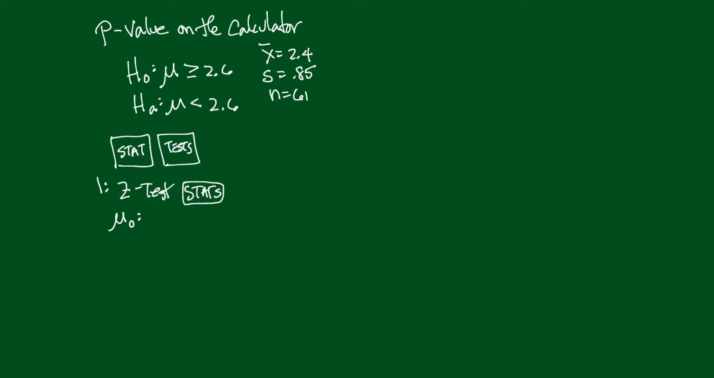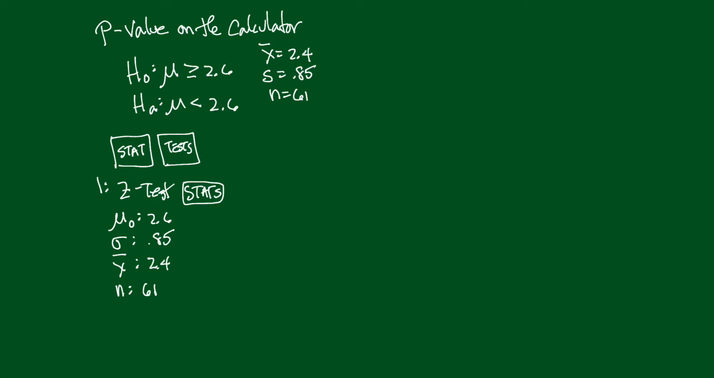All right, mu naught. Now mu naught is H0. It's just the calculator's way of saying it. So you're going to put in 2.6. That's what we're testing. Sigma. Our sigma is 0.85. Then you're going to put in X bar. And the X bar is 2.4. Forgot what it was for a minute. And then N is 61.